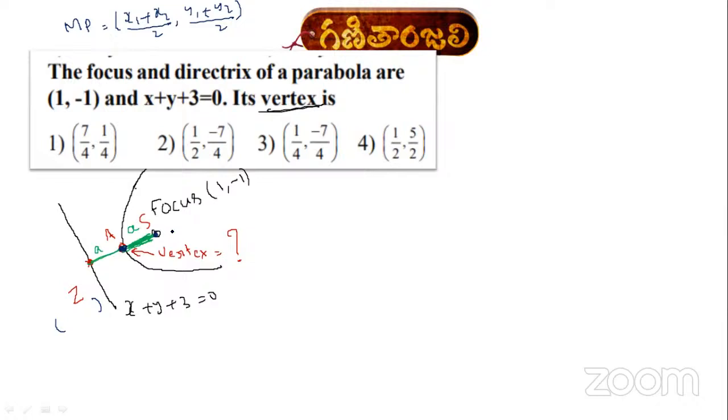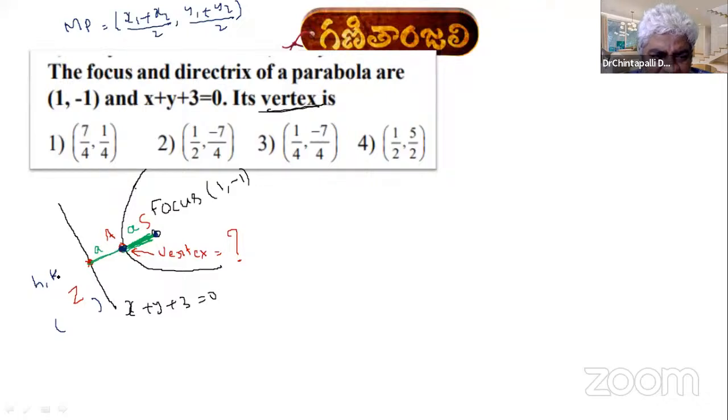Yes, see students, there is a formula to find Z. For example, take the Z coordinates as h, k. This is called the foot of perpendicular. What is Z here? Z is called the foot of perpendicular.